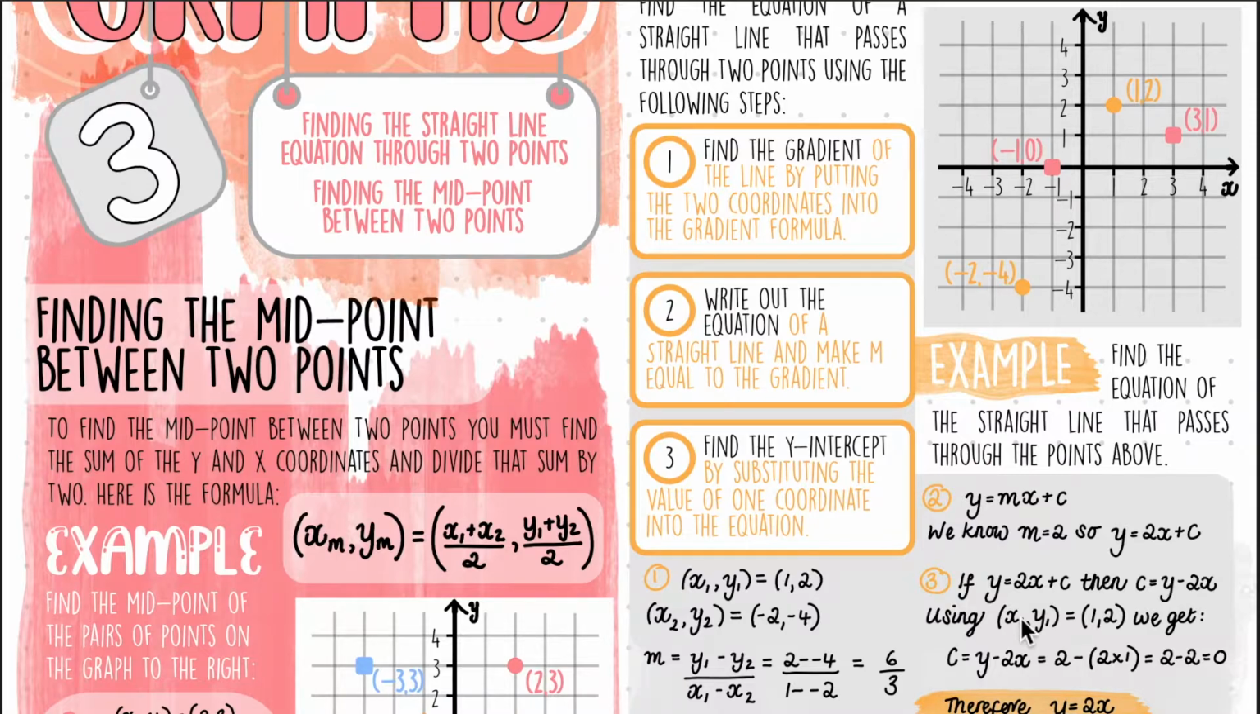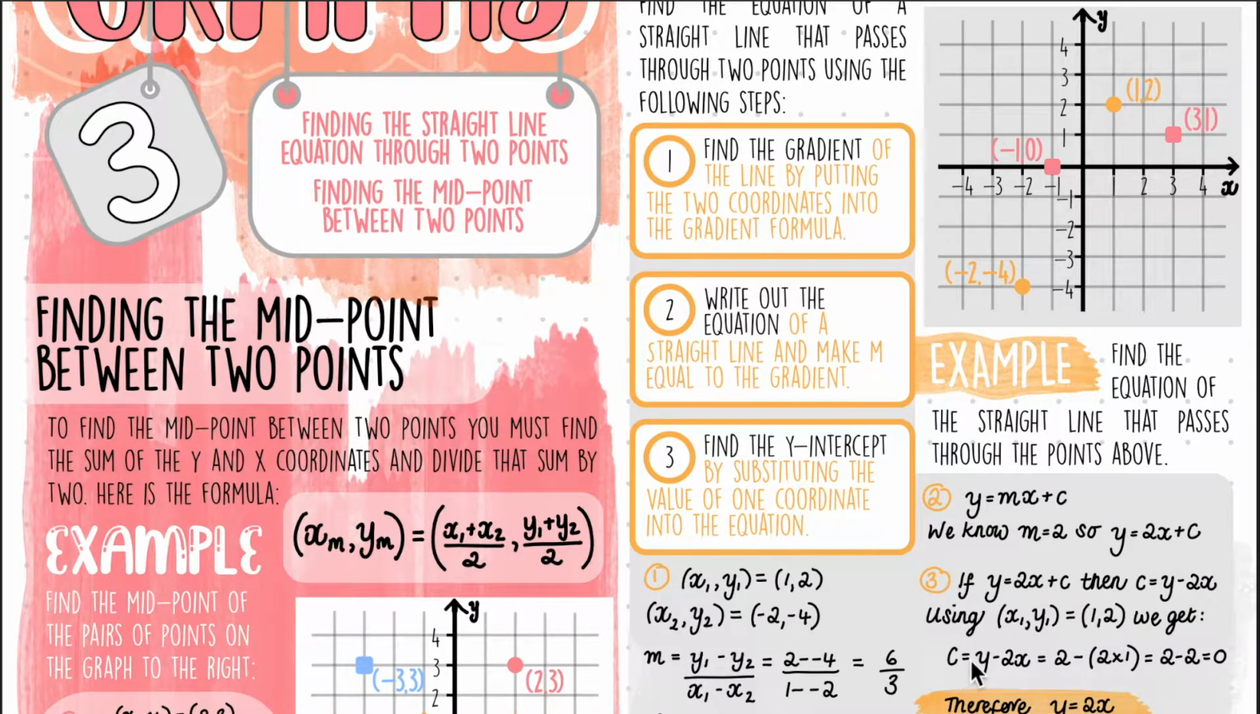Now we just pick one of our points coordinates. I always pick the coordinates that's nicest, i.e. has the nicest numbers. So here I've chosen x1, y1 is equal to 1, 2, which is this point here. At this coordinate, x is equal to 1 and y is equal to 2. So I can plug these values into this equation here.